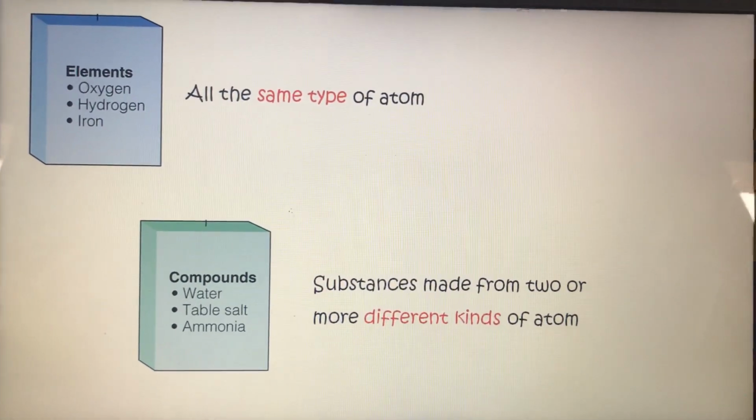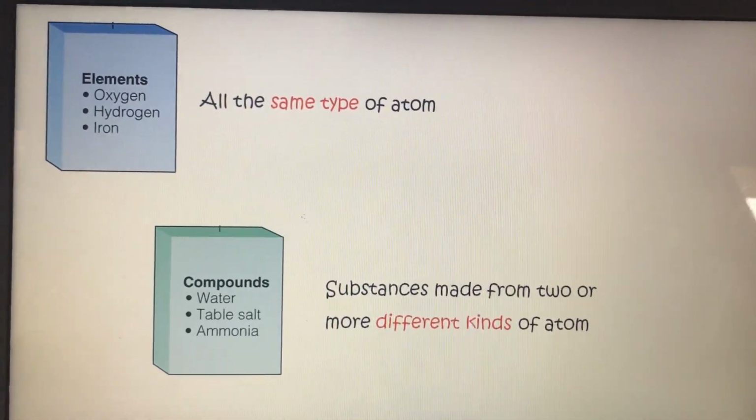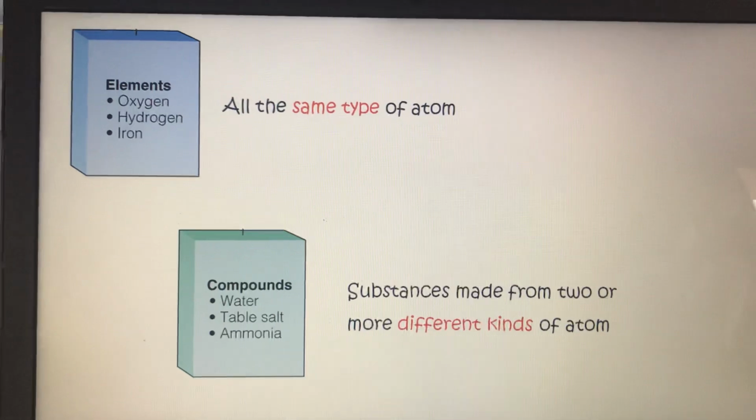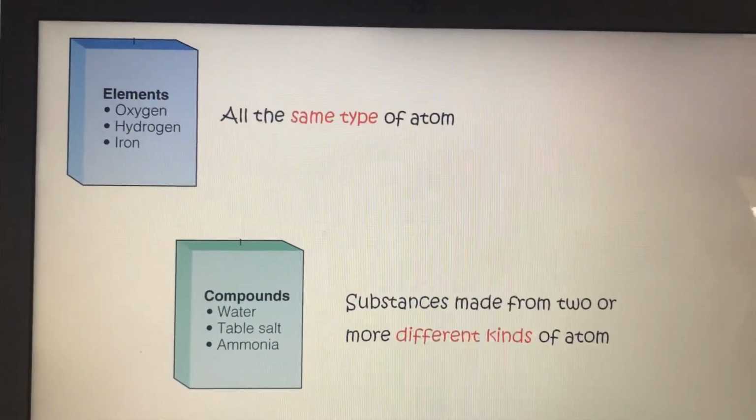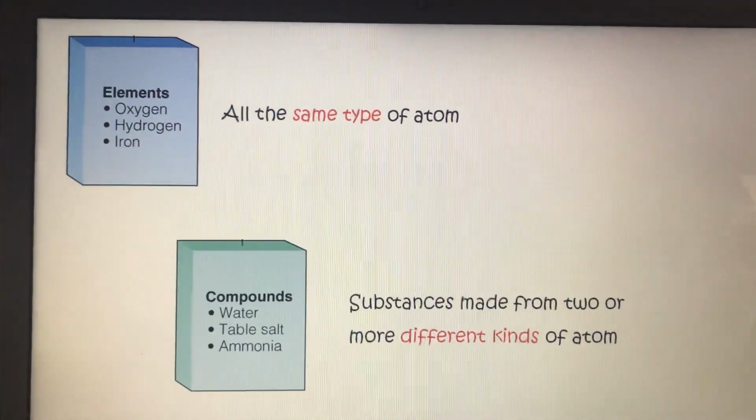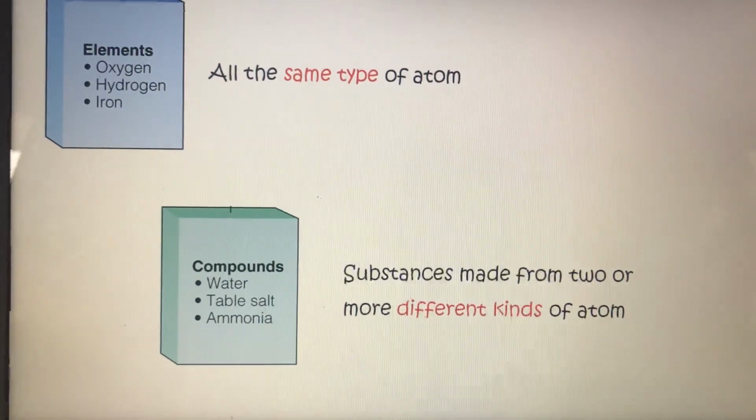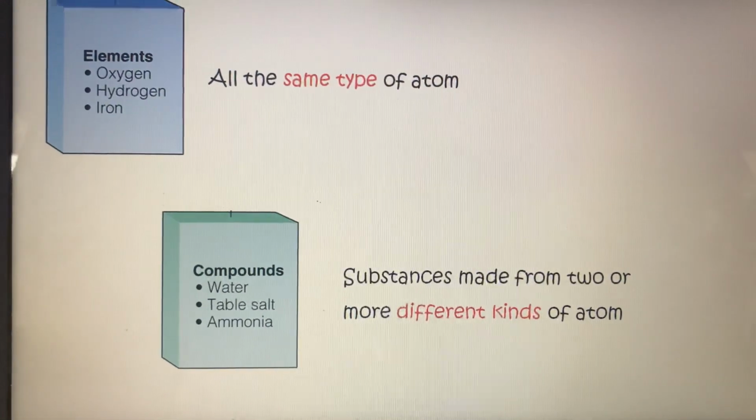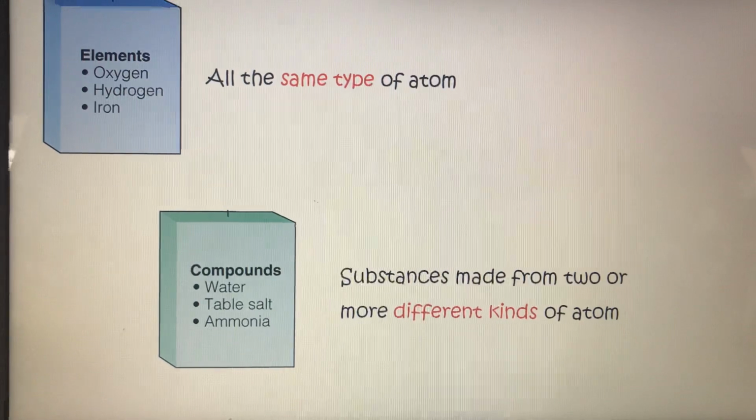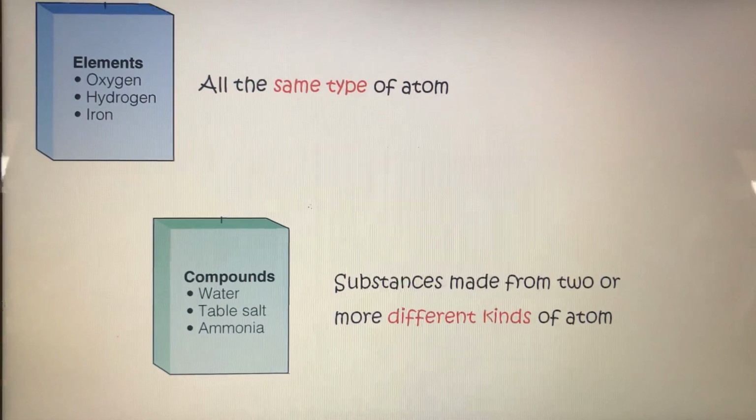A compound is when you join many atoms together, when you do this bonding between many atoms together, such as water. The molecule of water is made up of 2 hydrogen and 1 oxygen to make H2O. Table salt, same thing. It's made up of 2 atoms, sodium and chloride, so it's NaCl. So when you join together 2 or more atoms with chemical bond between them, it is called now a compound.